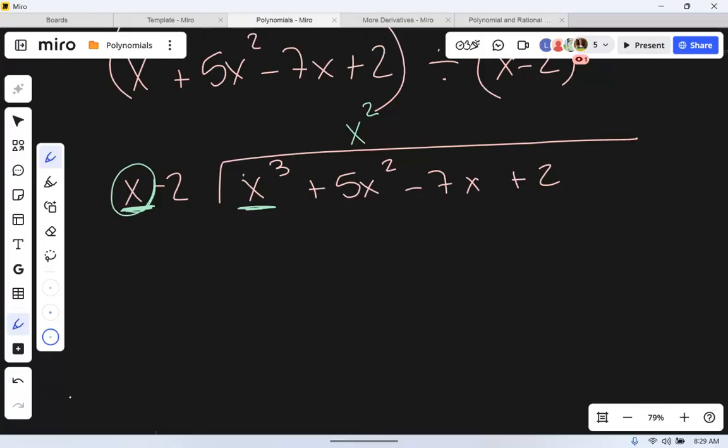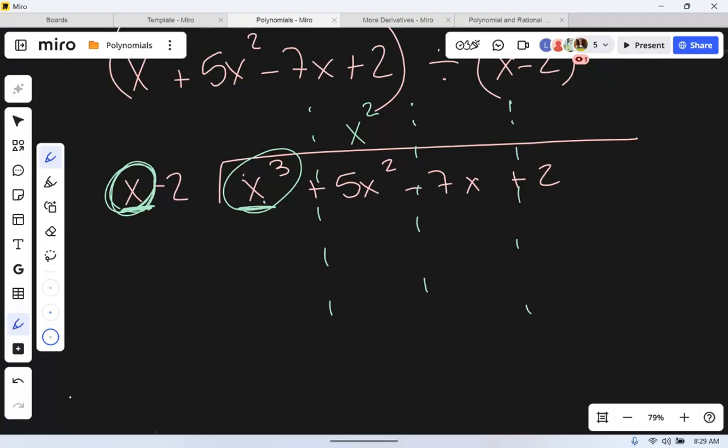First terms only. X times what would give me x cubed? Just like 5 times what gets me as close to 7 as I can get. So x times, without going over, you can't go over, right? As close as I can get without going over here, x times what gives me x cubed, x squared. Okay? Think about this being in columns like this. I feel like I'm not doing as good a job as I could. I'll get y'all there, I promise.